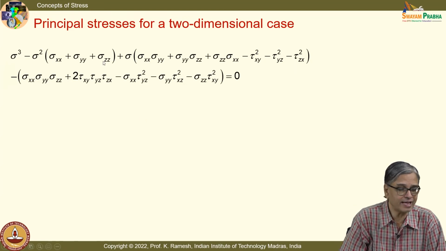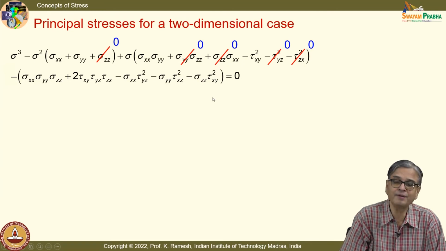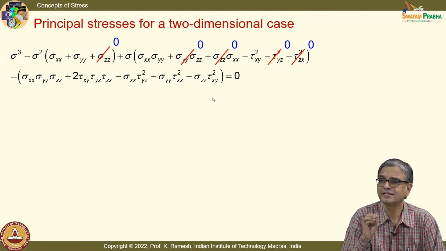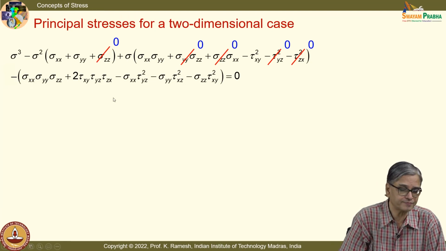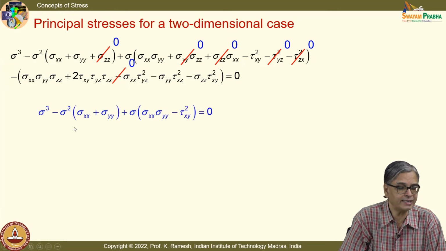So, when I do that, I will have sigma z is 0 and this term goes to 0, this term goes to 0, these two terms also go to 0. And if you look at this expression, every term has a quantity which has a subscript z. So, all these quantities also go to 0. Now, this expression can be simplified and rewritten as sigma cube minus sigma squared multiplied by sigma x plus sigma y plus sigma into sigma x sigma y minus tau squared xy equal to 0.